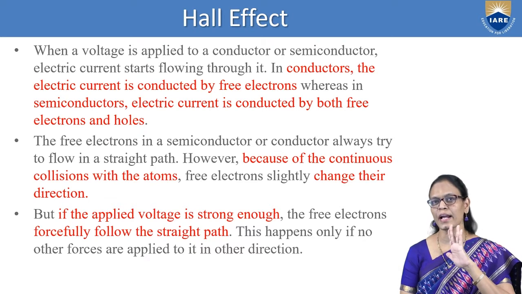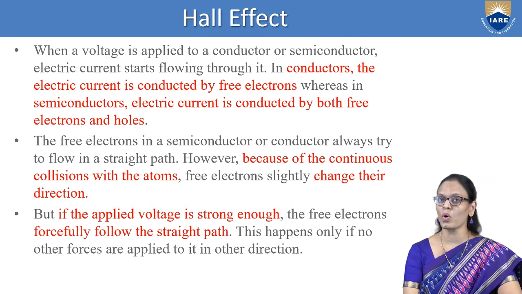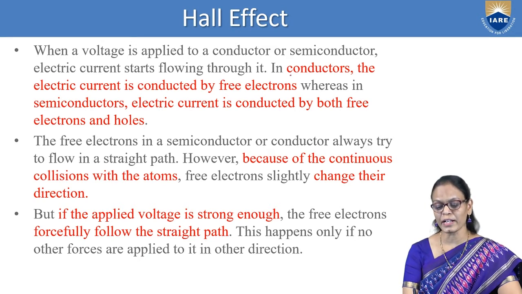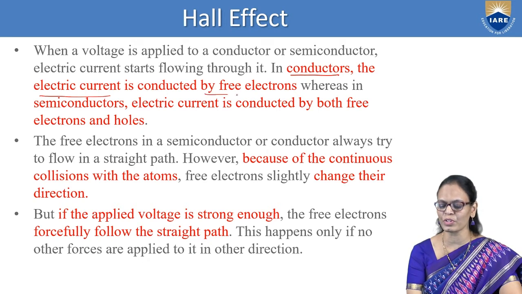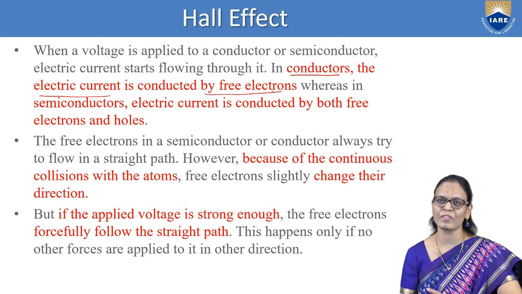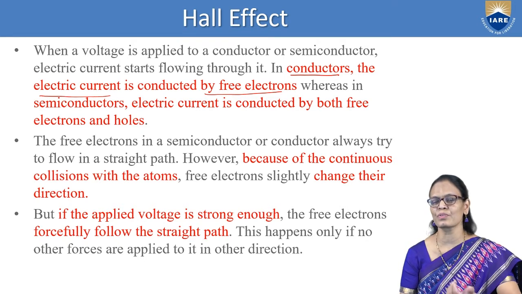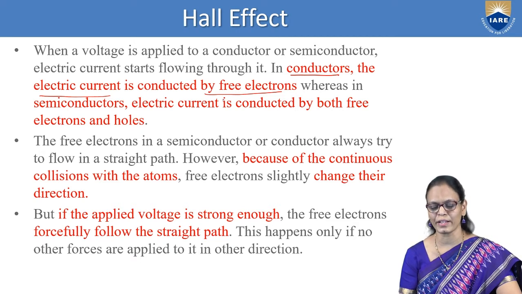Now let us understand what happens in the case of a conductor. When a voltage is applied to a conductor or a semiconductor, electric current flows through it. In conductors, the electric current is due to the free electrons. Whenever we talk about conductors, if current has to flow, there should be free electrons. So current is due to the movement of electrons. Current is conducted by free electrons.